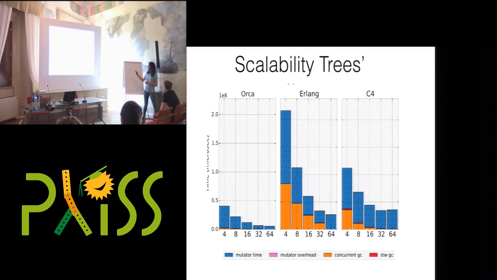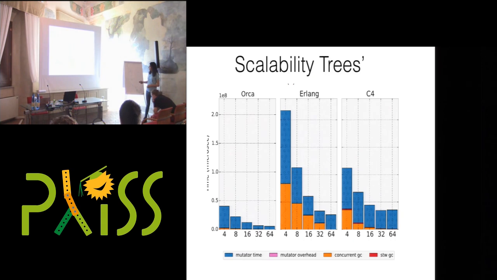So as I said, the difference between these two benchmarks is just the number of actors spawned, and each actor is creating binary trees of different sizes. So as we can see, Pony is scaling, it's behaving a bit better than Erlang and C4.